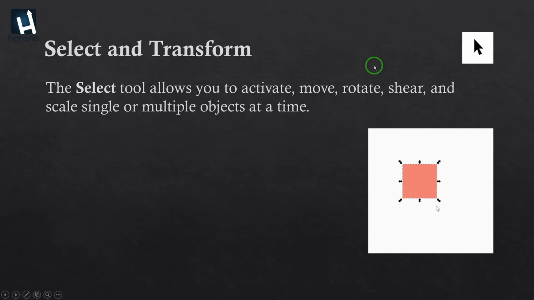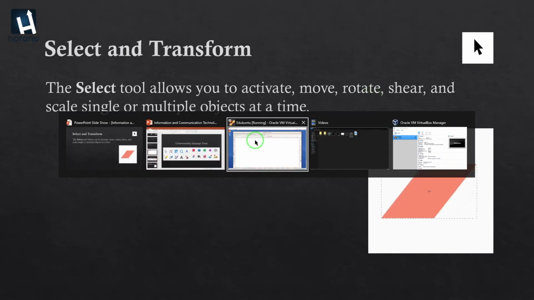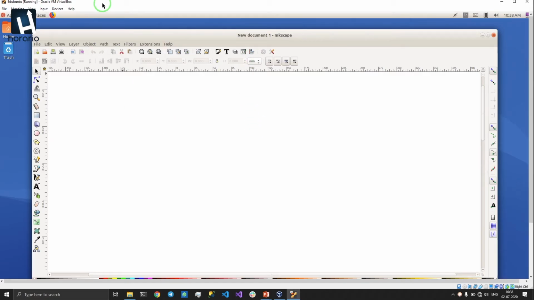The first tool is select and transform. The select tool allows you to activate, move, rotate, shear and scale single or multiple objects at a time. Okay, now let us go to our Inkscape.